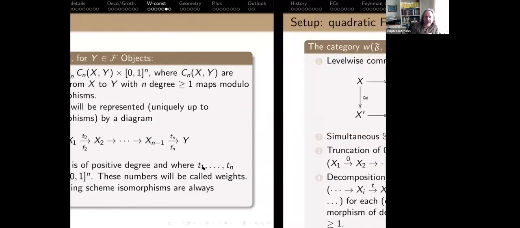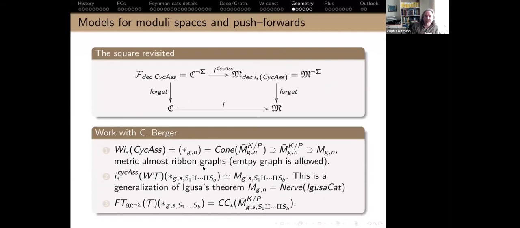These are the details. I'll have to skip those. But here's a nice application of this. Remember, I already constructed this. I can start with cyclic operads. I can get modular, so the Feynman category for cyclic operads. I can get the Feynman category for modular operads by decorating, going through the connected guy.